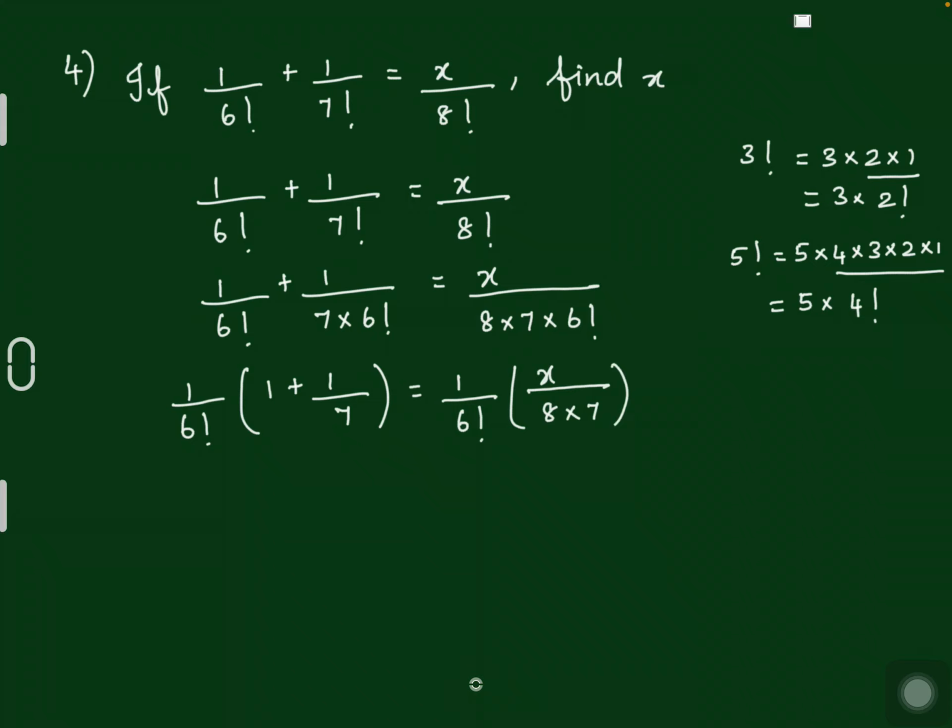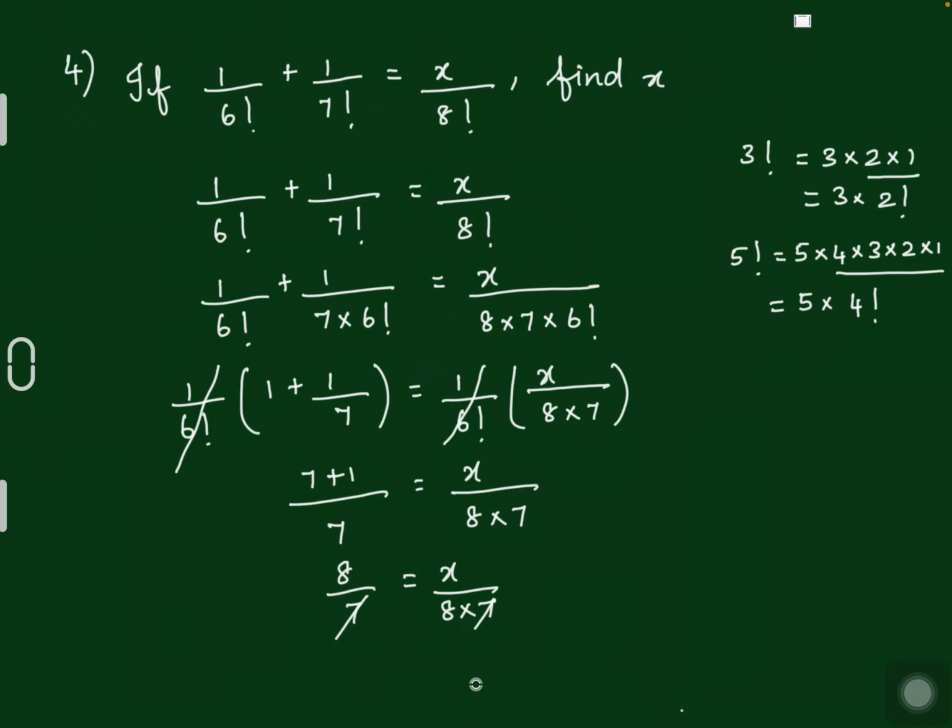So, 1 by 6 factorial into x by 8 into 7. This 1 by 6 factorial on either side of the equation can be cancelled, because they are the same terms. So, now take LCM for the left hand side. 7, so 7 plus 1 is equal to x by 8 into 7. So 8 by 7 is equal to x by 8 into 7.